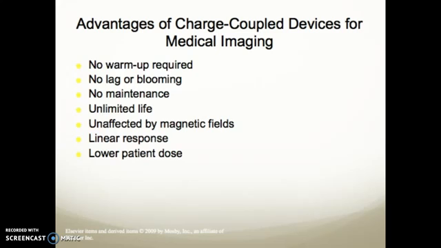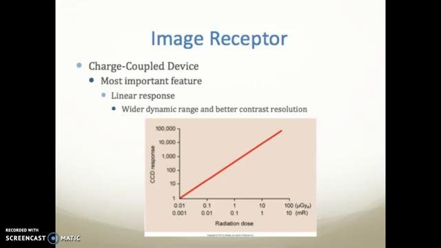Also, there's no warm-up required, no lag or blooming, no maintenance, unlimited life, unaffected by magnetic fields, and that is important when you're using magnetic tips on catheters. If you get into IR or cath lab, you'll know about that. And there's a linear response, and there's lower patient dose due to the pulse. So the charge coupled device's most important feature is its linear response. So it has a wider dynamic range and better contrast resolution than your II.